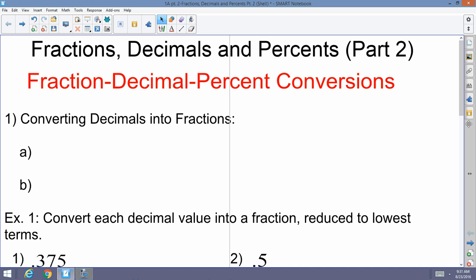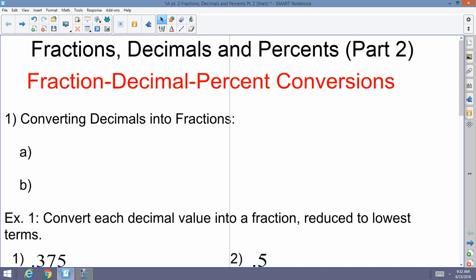Today we're going to continue with our fractions, decimals, and percents lesson. This is going to be part 2, and in part 2, we're going to focus on fraction, decimal, and percent conversions. If you remember from part 1, fractions, decimals, and percents are really all the same value, just written in a different form.